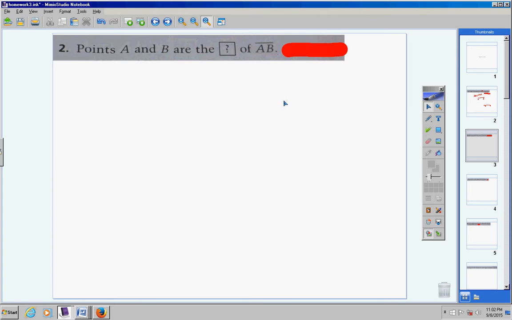Number 2. Points A and B are the blank of. Now look at your symbol. This is a segment symbol, so we have segment AB. What do we call points A and B? Well, they're called the endpoints. Are they not, students? The endpoints. So points A and B are called the endpoints. Okay, moving on to number 3.